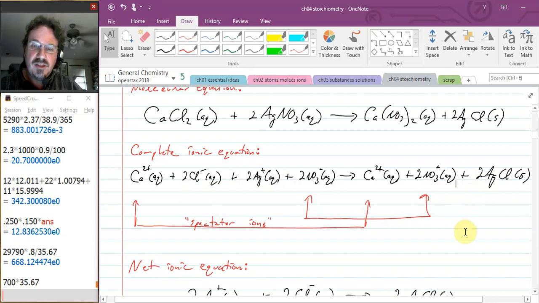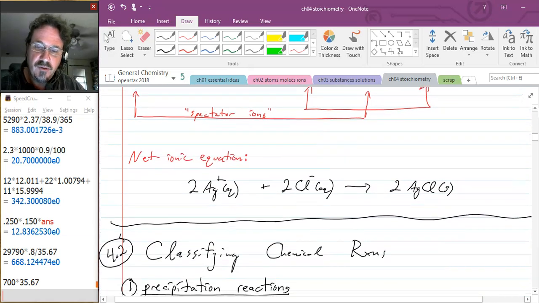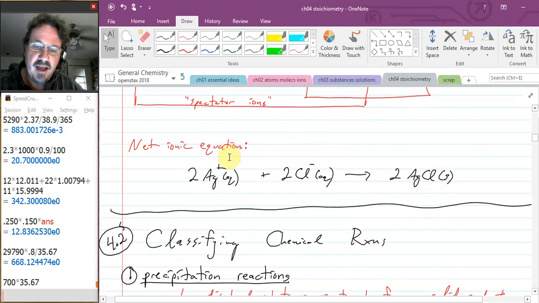So that's what's really changing, and brings us to the third type of equation that we could write this as, the net ionic. The net ionic says, hey, the spectators, there's nothing changing about them. Don't include them. They're boring. Only include the things that are changing, all right, which were the 2 silvers and the 2 chlorides. They came together to give me 2 silver chlorides as a solid. That would be my net ionic equation.